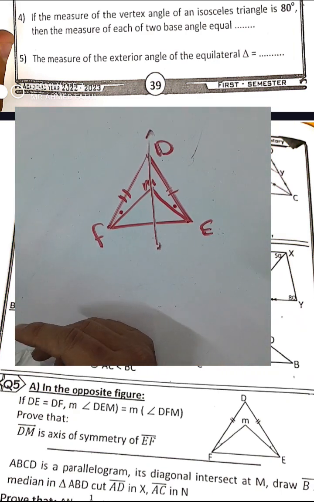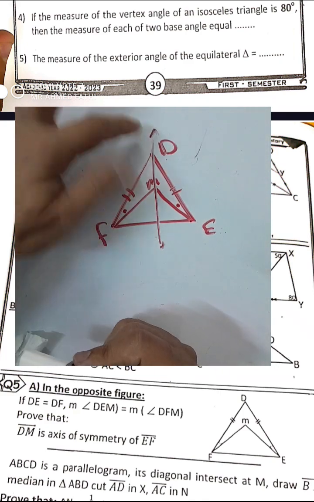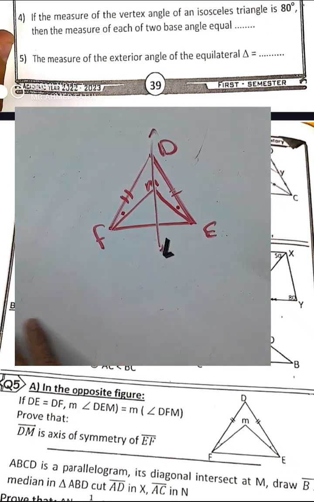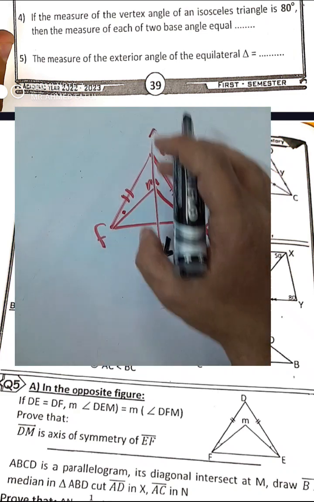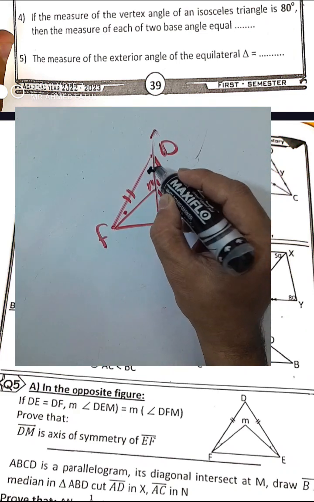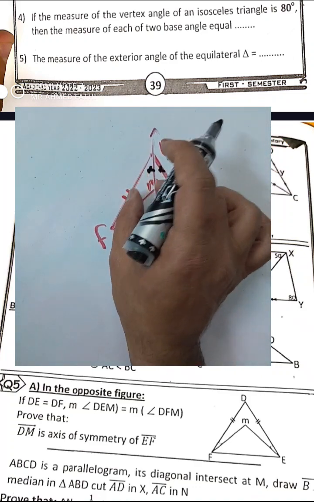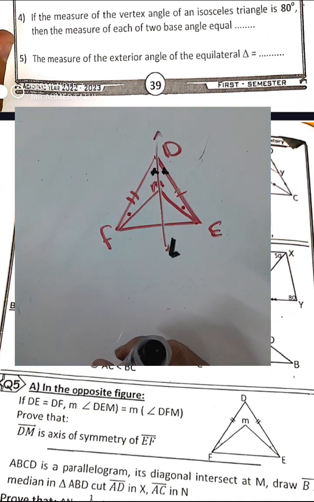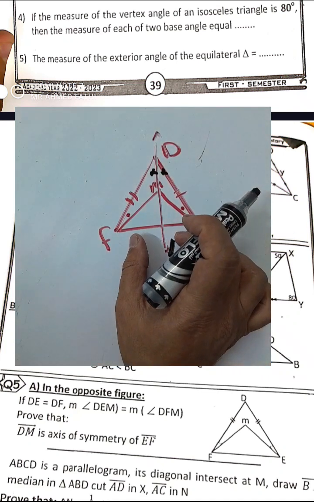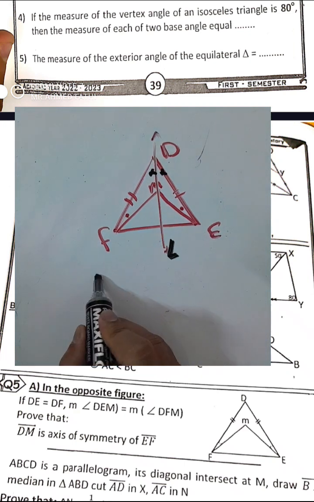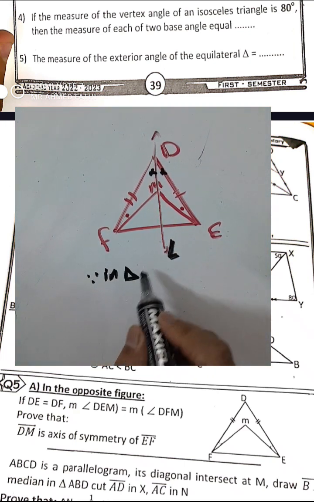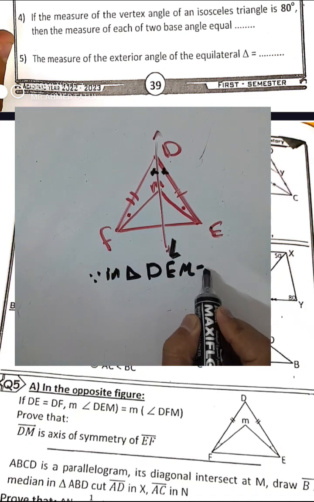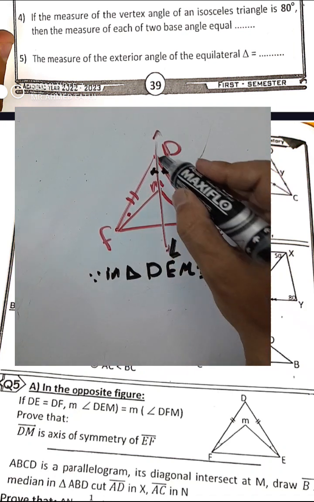If you prove that this line of symmetry here, I will put here L, okay? If you prove that DL, the intersection at D, bisects this angle into equal parts, then DL will be the line of symmetry, because it will bisect the base and be perpendicular to it. Such that in triangle DEM, congruent triangle DFM.